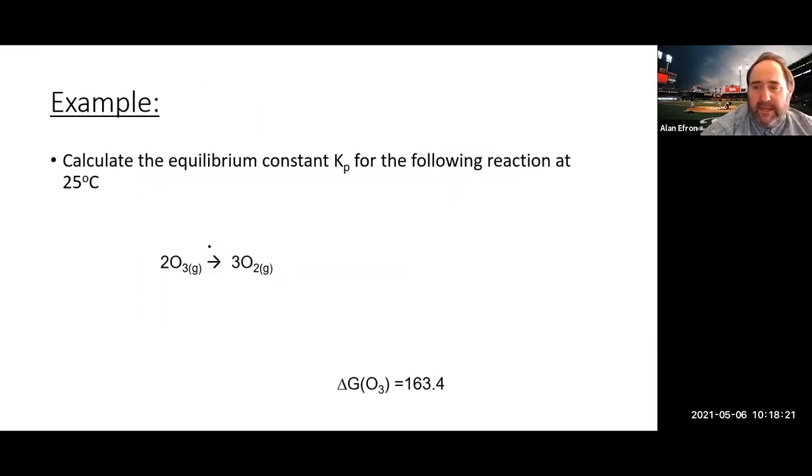All right, so why don't you take a second here and see what you come up with. Calculate the equilibrium constant for the following reaction, and you have a value there on the bottom that would probably be helpful for you. So take a couple minutes here and see what you come up with.